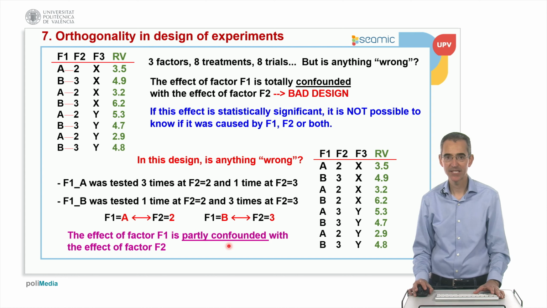This is not a good design. Why? Because if the effect of the first factor turns out to be statistically significant, we cannot be sure if actually this is because of this factor or in part because of the effect of the second factor.